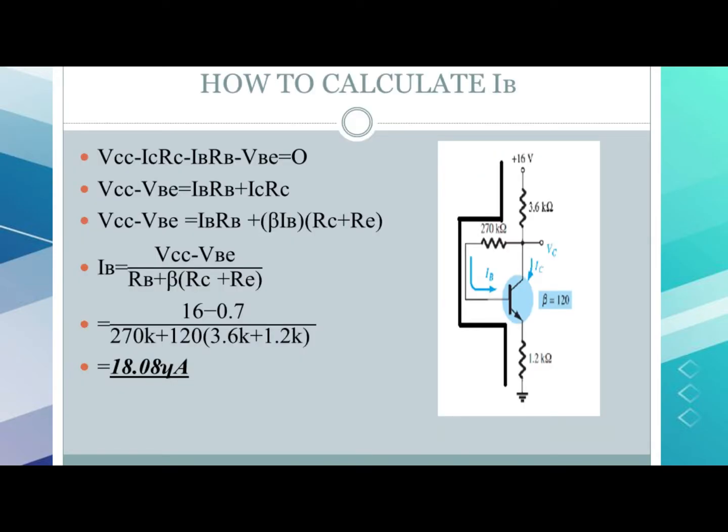How to calculate IB? To calculate IB, we can use KVL. So, VCC minus ICRC minus IBRB minus VBE equal to 0. We can simplify this equation and get IB equal to VCC minus VBE divided by RB plus beta RC plus RE. Put the value in this equation and we get the answer 18.08 microampere.